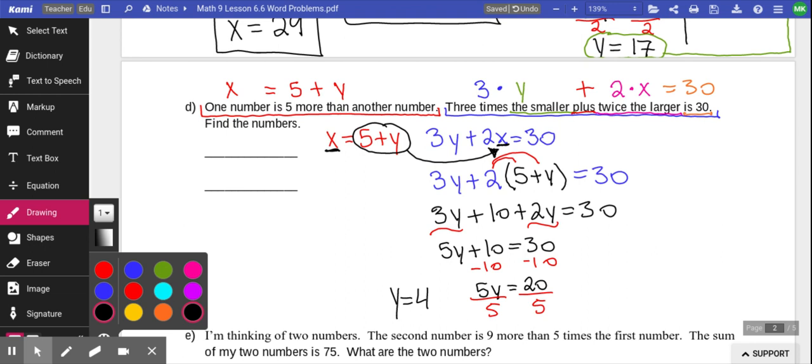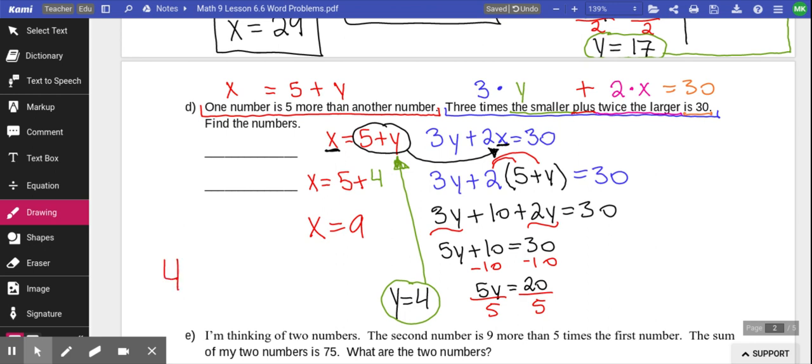We've successfully figured out one of the numbers, right? In this case, we figured out the smaller number. We figured out y equals 4. I use that answer and I put it back into one of my equations so I can solve for the missing second number. In this case, it's now 5 plus 4 instead of 5 plus y, meaning that x equals 9. My two numbers are 4 and 9.